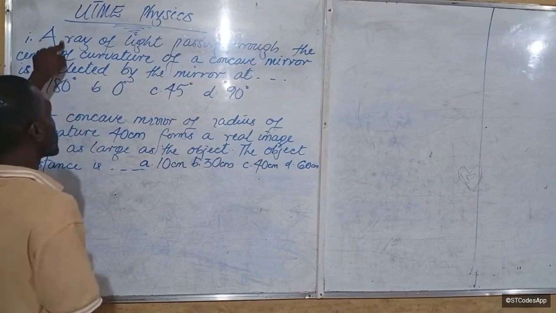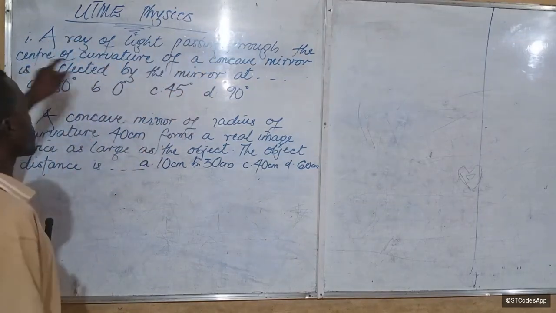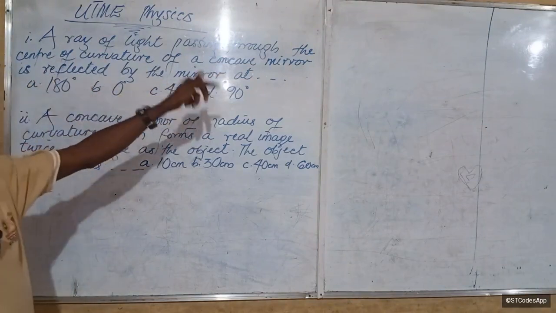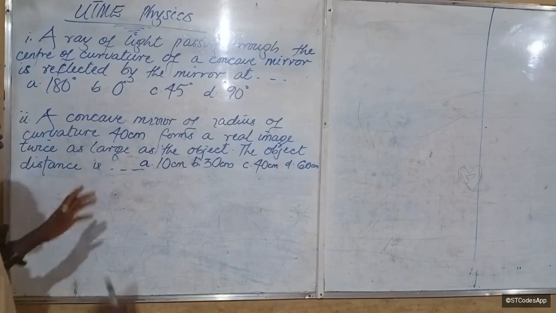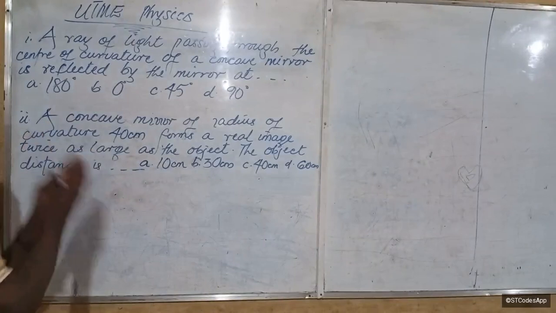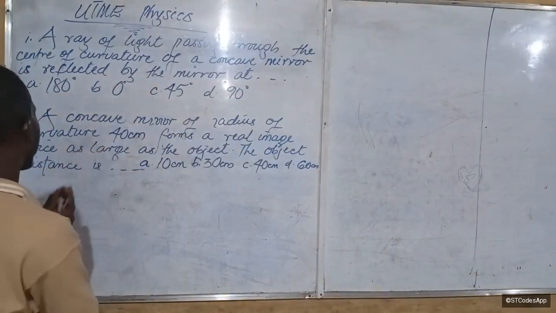Now look at this. A ray of light passing through the center of curvature of a concave mirror is reflected by the mirror at where? I'm going to take you through the subject of image formation in order for you to understand what we're doing here, and you'll see that you are going to be able to attempt it by yourself.